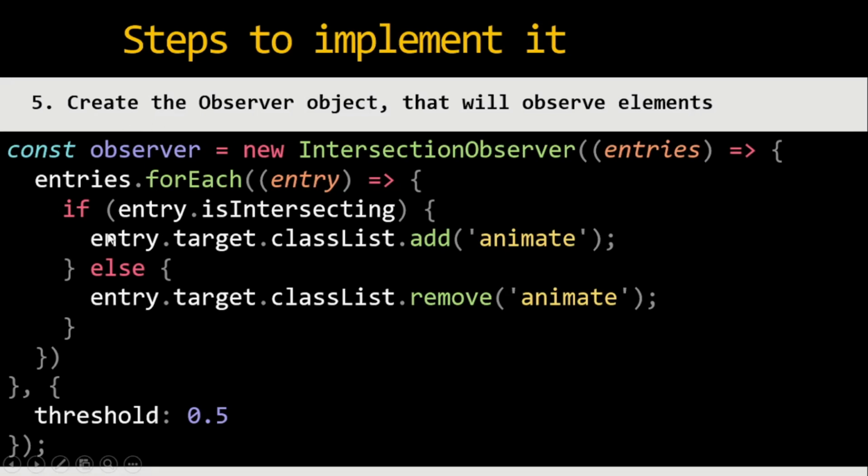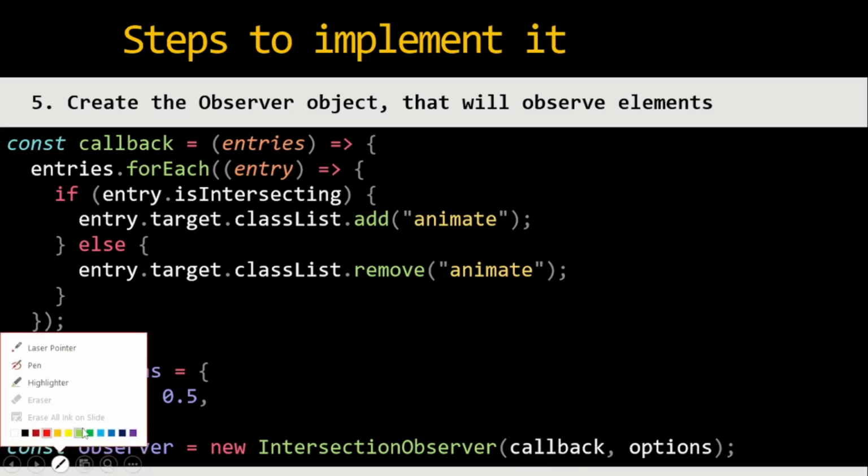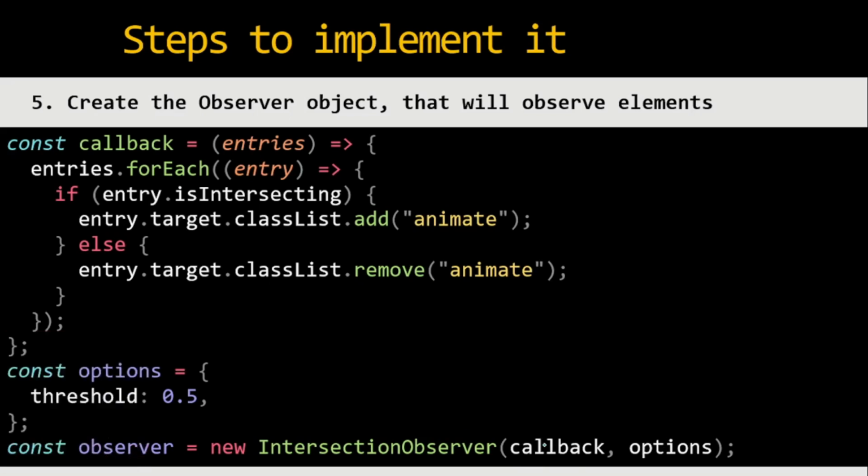I try to break it into 2 steps, whereby you can create here observer is equal to new intersection observer, and it takes in 2 things. It takes in the callback function, and it also takes in the options. So we see we have the callback function here, and then we have also the options, and then we pass them here.